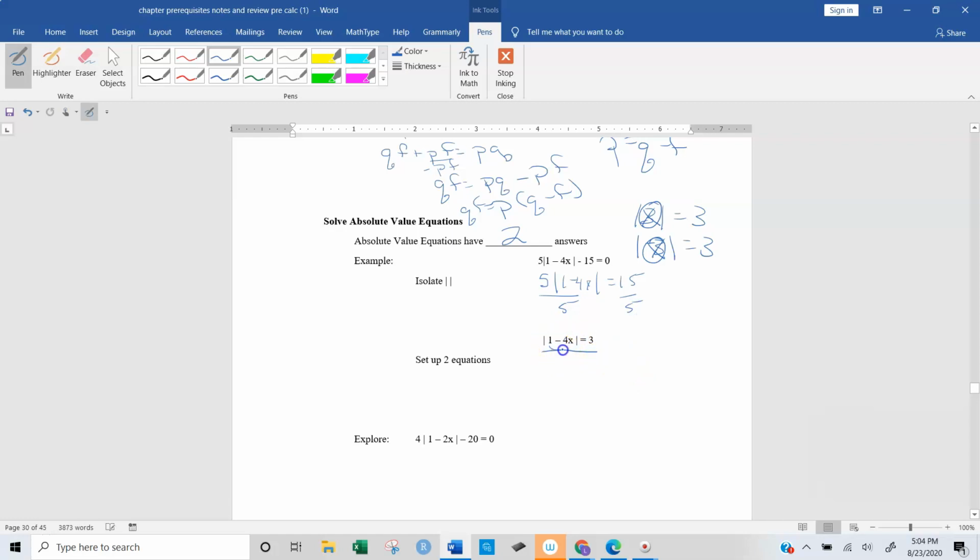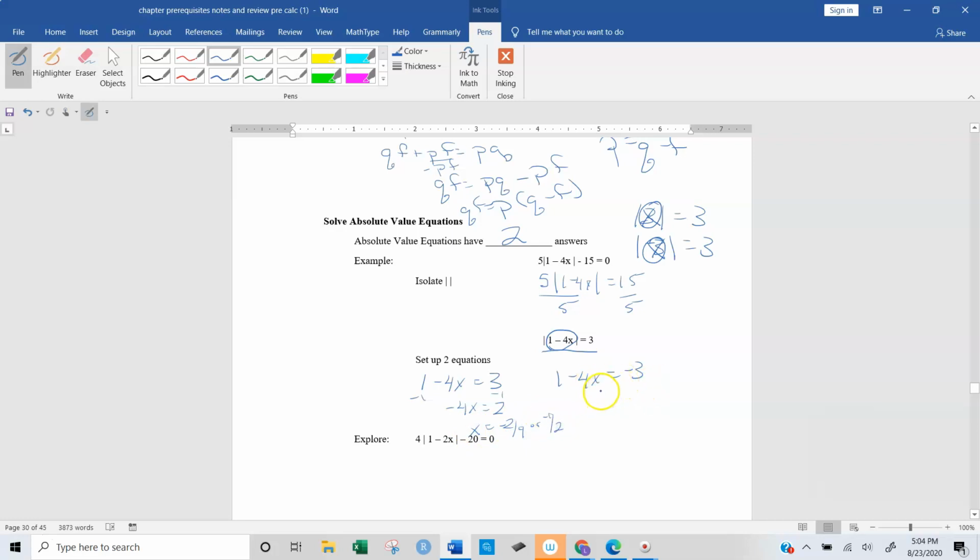But that means this inside value here can either equal the 3 or the negative 3, because when I take the absolute value, it's positive. So the 1 minus 4x, the inside, can equal 3, or it can equal negative 3, because the absolute value of both of those is 3. Now you just solve these, so let's subtract our 1. So negative 4x is equal to 2. So x is equal to negative 2/4 or negative 1/2.